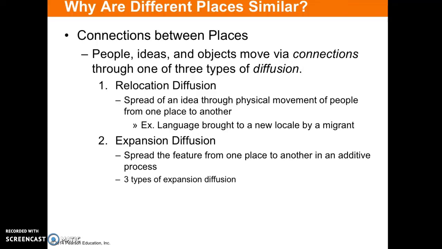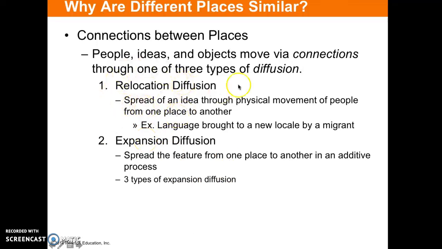Most religions are spread through relocation diffusion, and we'll cover that in a few chapters as well. The second type is expansion diffusion, and that's when you're spreading the feature from one place to another in an additive process. So expansion diffusion is when a culture is spread, but it doesn't have to be spread with me moving to a new place. And this type of diffusion is more common now because of technology, right? Because of the internet, television, radio, cell phones, all of these things have made expansion diffusion more common.